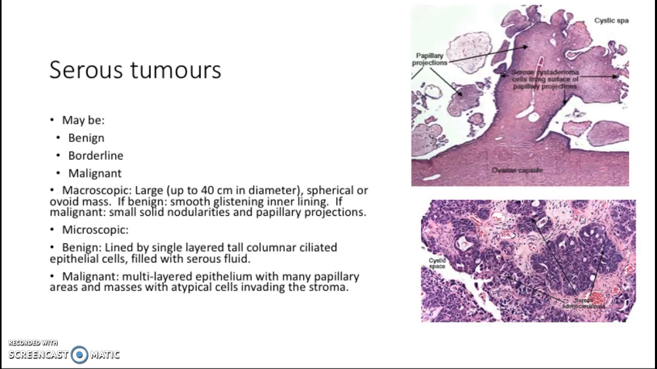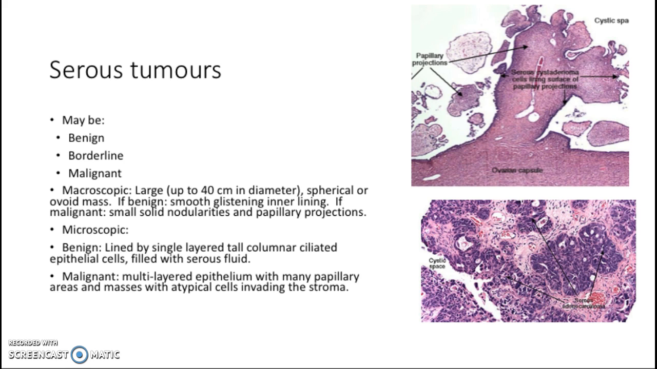I'm going to continue with ovarian neoplasms, and there are some other lesions as well in the ovary, such as follicular cyst and corpus luteal cyst, and you also need to know about polycystic ovaries, but in this lecture I'm going to concentrate on the neoplasms. So I'm going to talk about serous tumors.